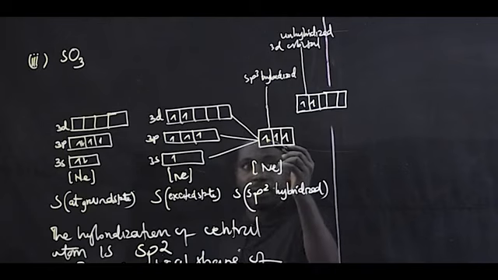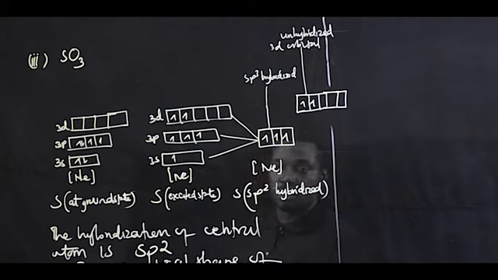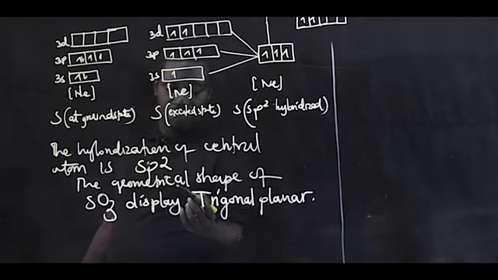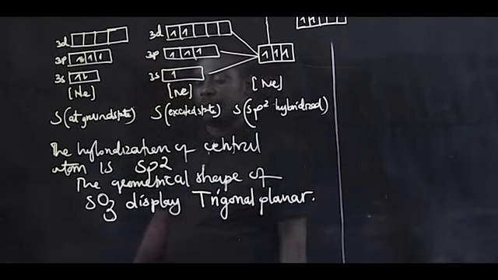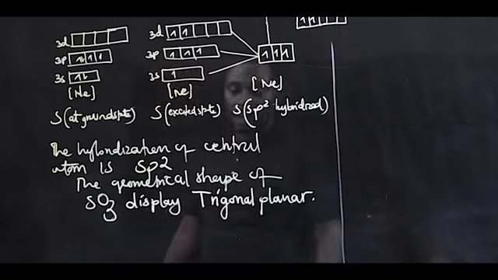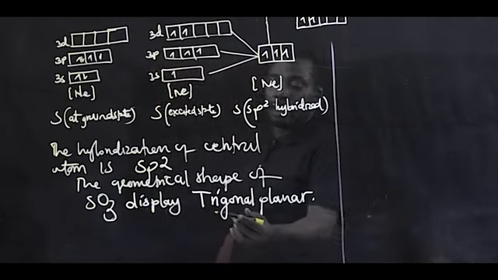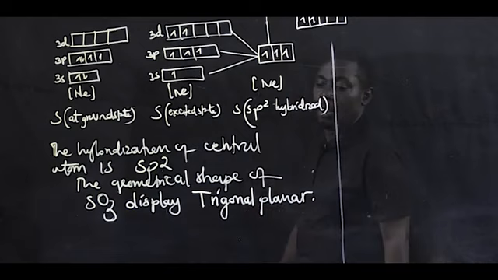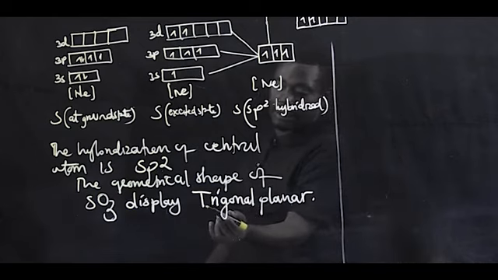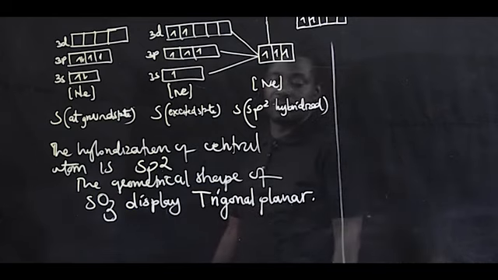1 electron is used in the s orbital and the 2 electrons are used in the p orbital. According to this kind of hybridization, sp2, the geometrical shape displayed by the sulfur trioxide molecule is trigonal planar, or sometimes known as triangular planar.